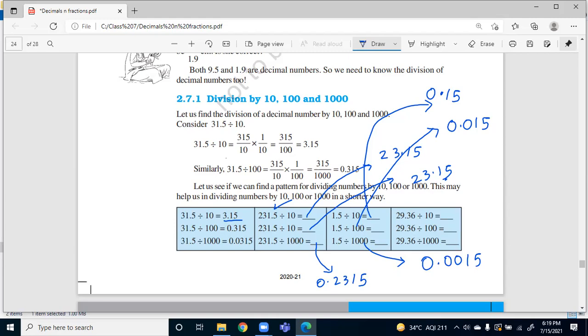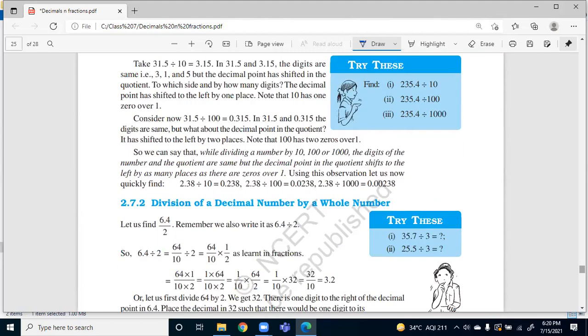Ma'am, I'm done with the third one. Me too. I also have done. Rakshita, first one. Ma'am, the first one's answer is 2.936. Correct. Garima, second. 0.2936. Correct. Samraj. 0.02936. Very good. So all of you are very good. It is correct.